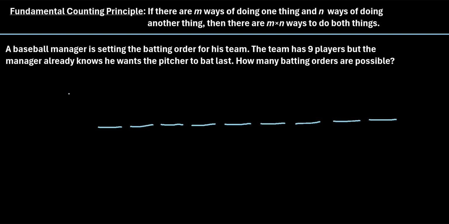All right, let's try one last example. This one says a baseball manager is setting the batting order for his team. The team has 9 players, but the manager already knows he wants the pitcher to bat last. How many batting orders are possible?